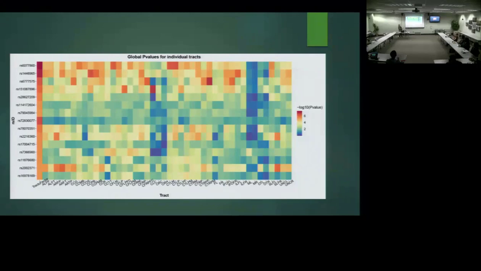So you can see it here. There's a gene called CNIH3, which appears to be particularly important for the development of the arcuate fasciculus. So you can see that highlighted there, which is involved in language processing.